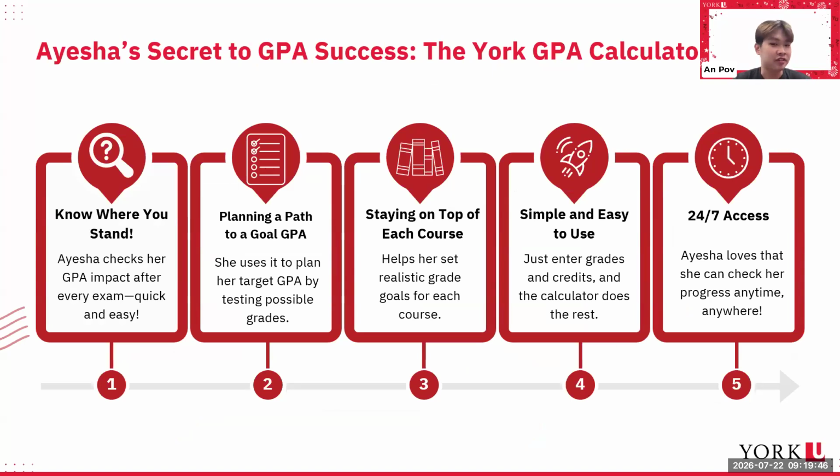Now, another tool that Ayesha found helpful was the York GPA calculator. This can help students understand where they stand, estimate how different grades may affect their GPA, and set realistic goals for each course. It does not replace academic advising, but it can help you stay aware of your progress. The main point here is to track your learning early. If the calculator shows that you are not where you want to be, do not panic, but instead use it as a reminder to speak with your instructor, attend office hours, or adjust your study plan to allow your grades to reach somewhere more pleasing.